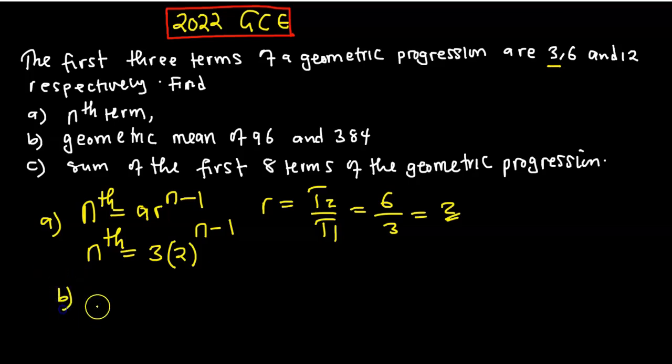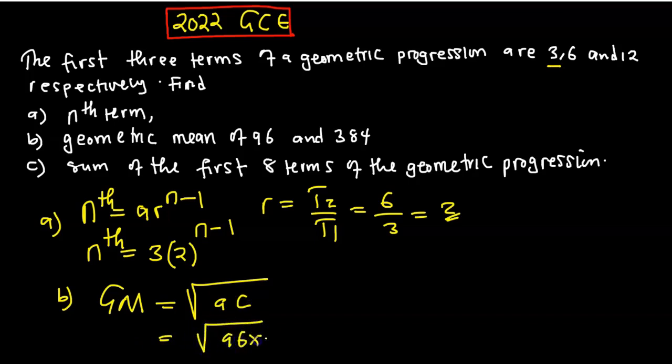Then for the second question, the geometric mean of 96 and 384. So geometric mean GM is equal to the square root of what? A and C. So now let us find the square root of these two when you multiply them. So 96 multiplied by what? 384. Okay, what are you going to find here under the square root?